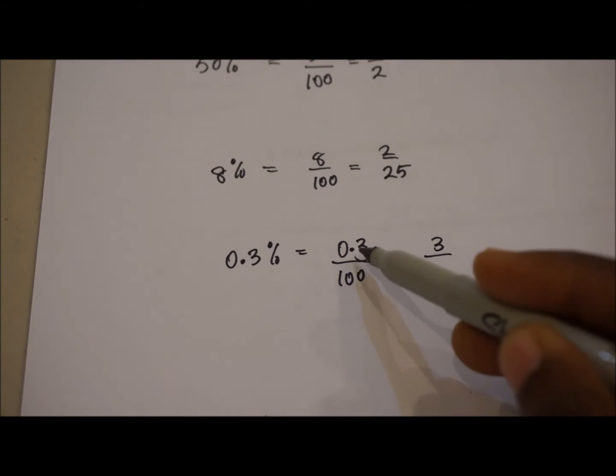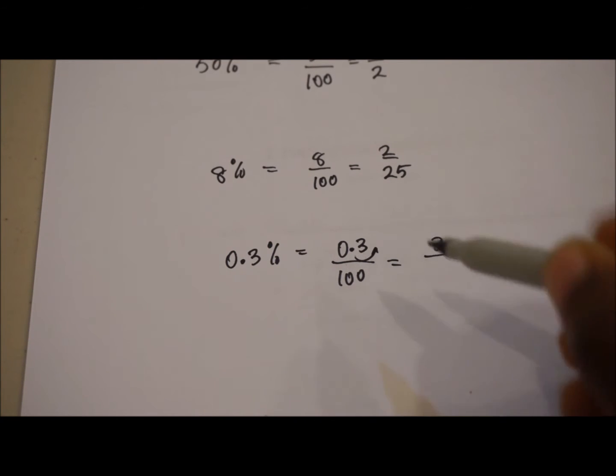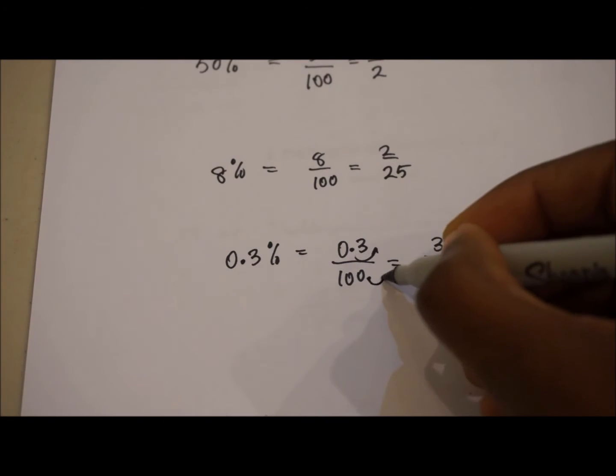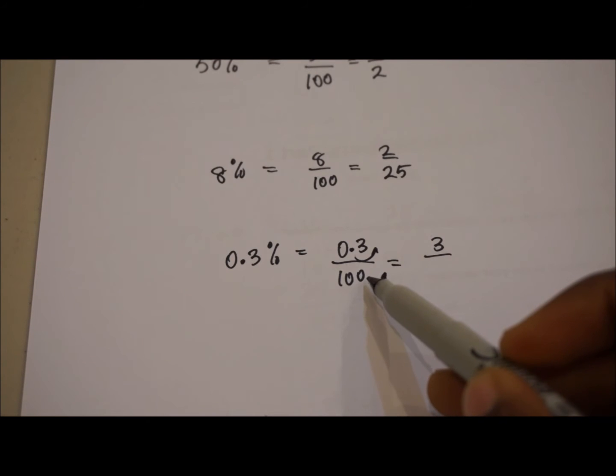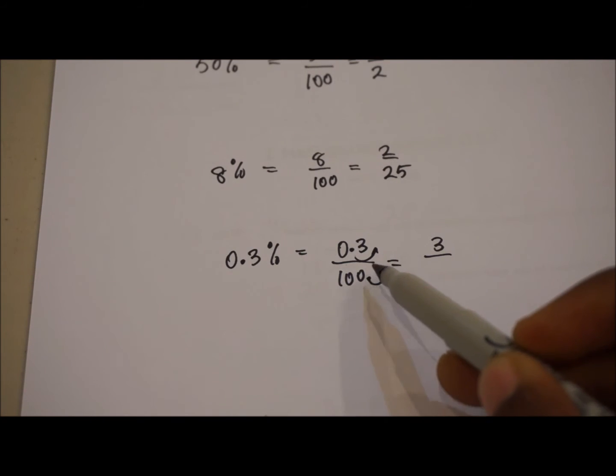If I move my point 1 space to the right in the numerator, to keep the problem the same, I would do exactly the same thing in the denominator. Remember, your point is at the back of the 100, so therefore I move it 1 space to the right and I end up with an empty spot here. In this empty spot here, I will put in a 0. Therefore, the 100 becomes 1,000. Therefore, 0.3% is exactly the same thing as 3 out of 1,000.